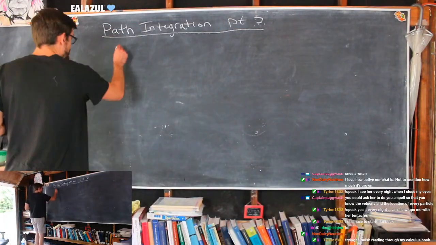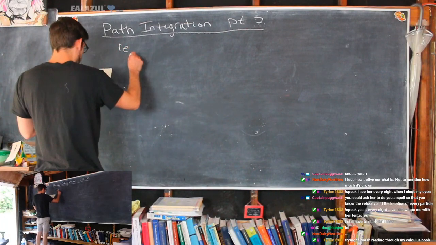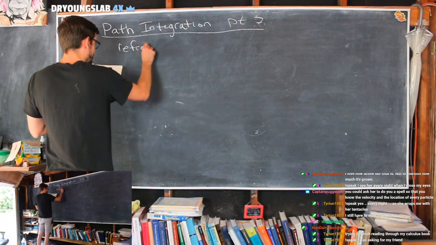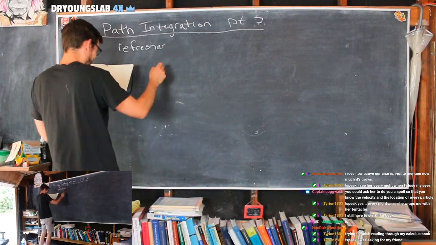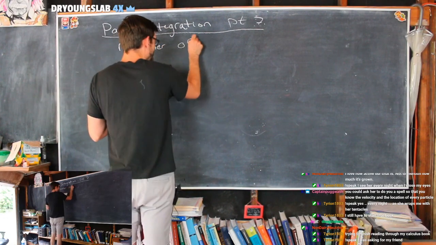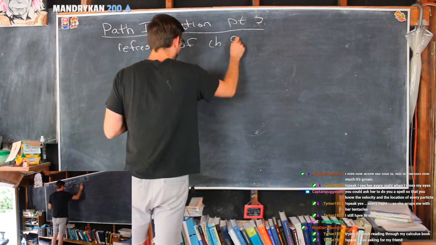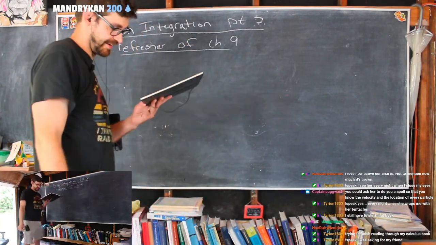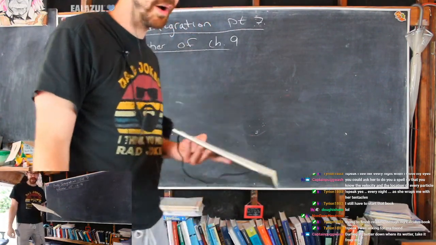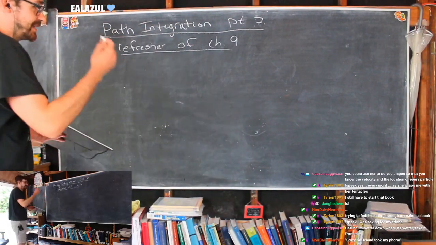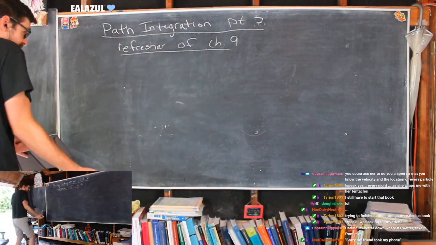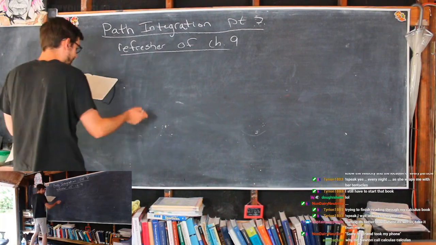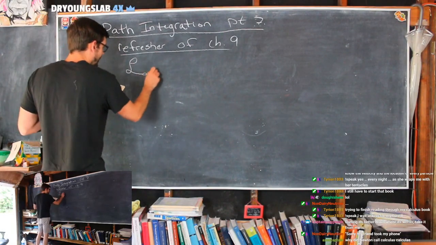Okay, let's do a refresher. This is going to be the refresher of chapter 9. Like I said, don't get intimidated. There are going to be a lot of things that look scary, but we've seen them all before. We know what they do, and they're not going to push us around, okay? So, we start with the Lagrangian.